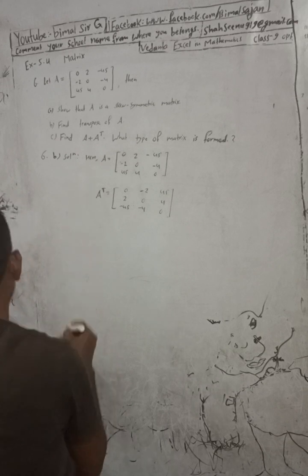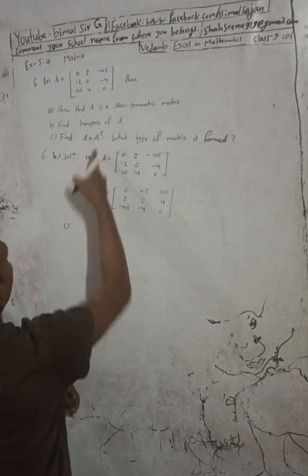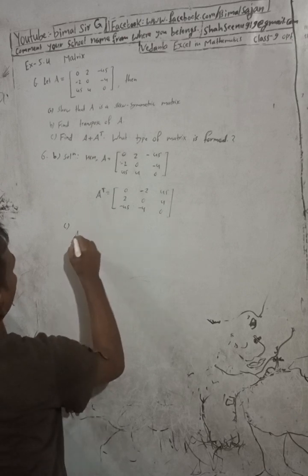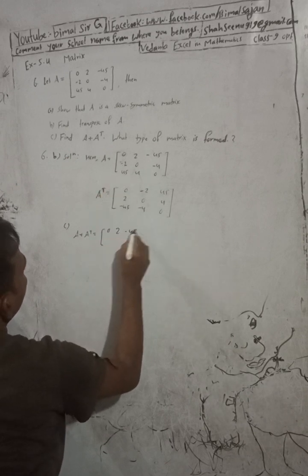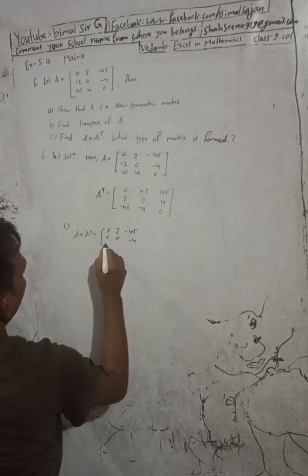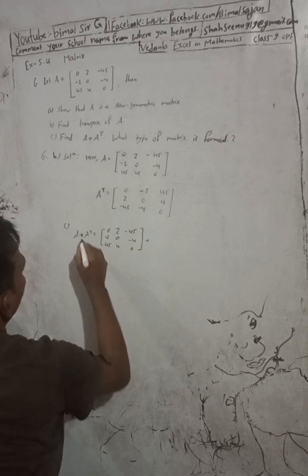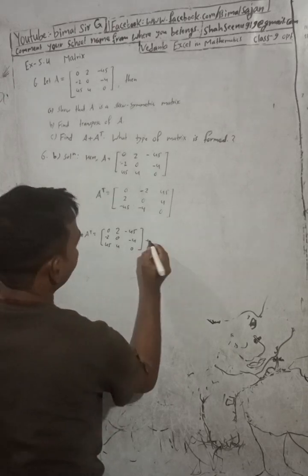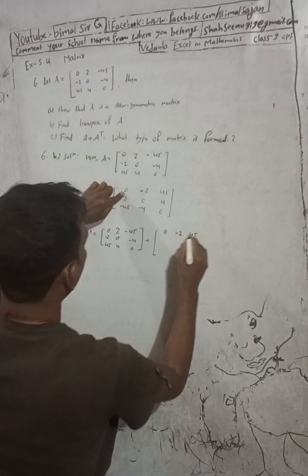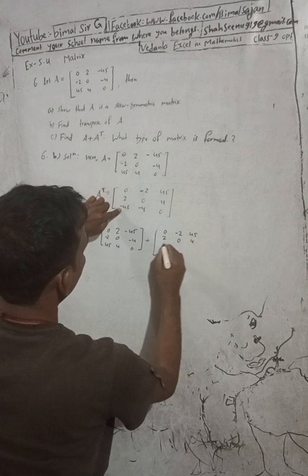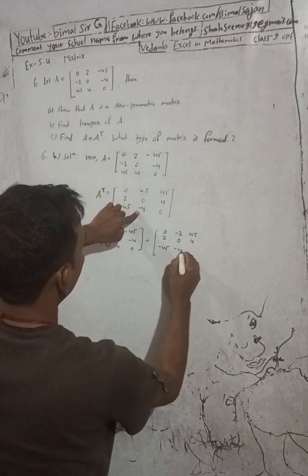Now part C. Solution: find A plus A transpose. A plus A transpose is equal to A first, which is 0, 2, minus 45; minus 2, 0, minus 4; 45, 4, 0, plus A transpose, which is 0, minus 2, 45; 2, 0, 4; minus 45, minus 4, 0.